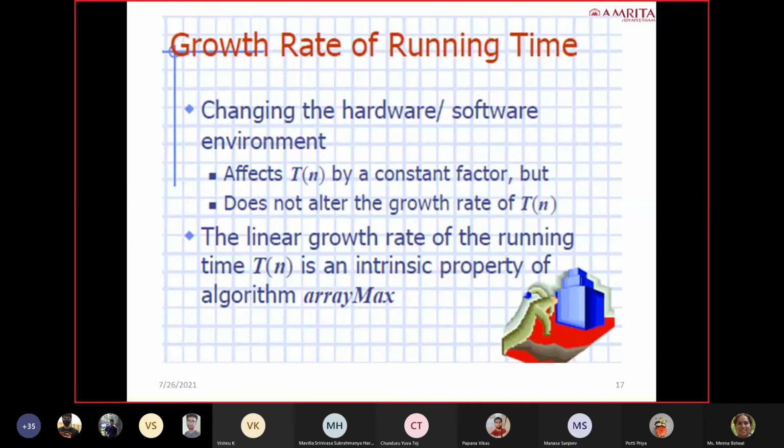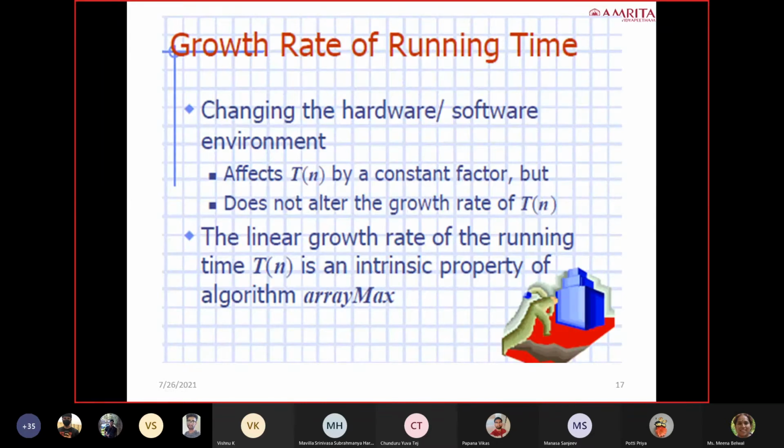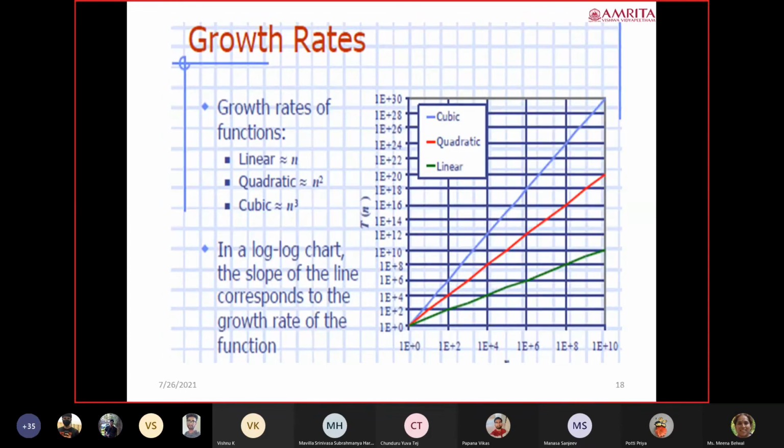But even if you change the hardware, the growth rate of the algorithm is not going to change. What exactly do we mean by that? If the algorithm is doing 7n minus 2 operations, it will always do 7n minus 2 operations. But doing one operation may take some amount of time based on a particular hardware or software. The number of operations it is going to do, 7n minus 2 or 5n, is not going to change. That is why we say that growth rate is an intrinsic property of an algorithm.